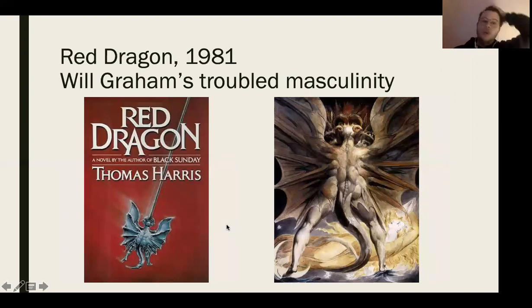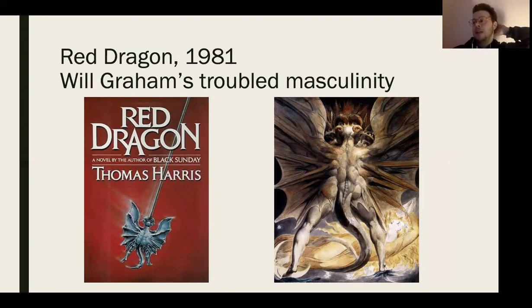Okay, so Will Graham is a retired FBI special agent working as a boat mechanic in Florida, where he lives with his new wife Molly and her son. He's the protagonist of the Red Dragon novel, the film Manhunter, and the NBC Hannibal TV series.